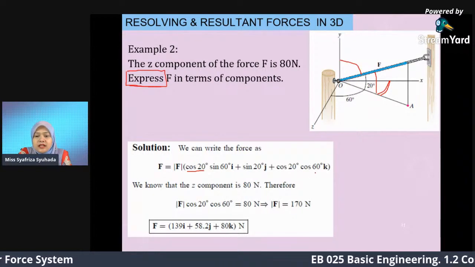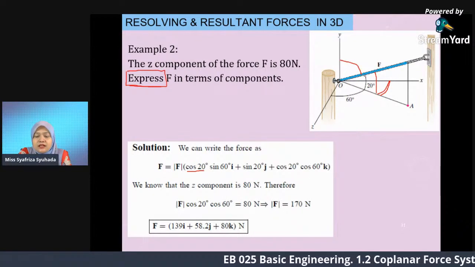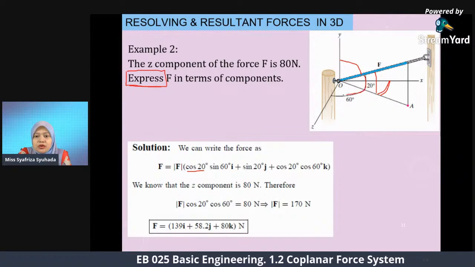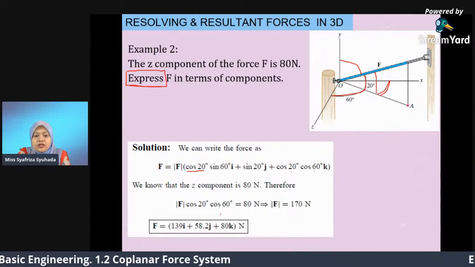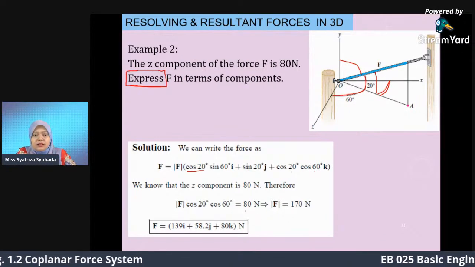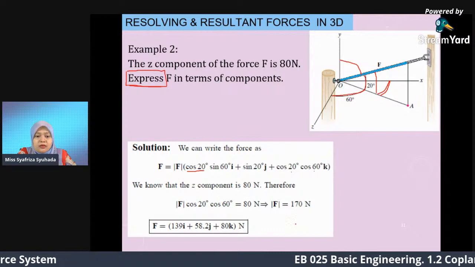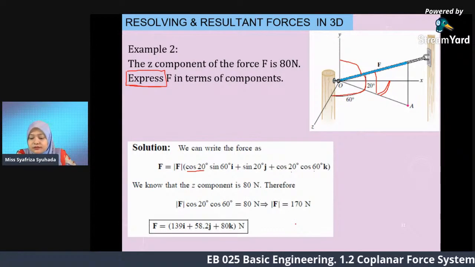Paksi Y dia guna sin 30 sebab sudut bertentangan. Begitu juga dengan K, nak tahu K, paksi Z. Di sini cos, sini pun cos. Sebab tu kedua-duanya adalah cos. Tekan calculator, so we get the answer. Okay, jawapan dia dalam bentuk I, J, K.